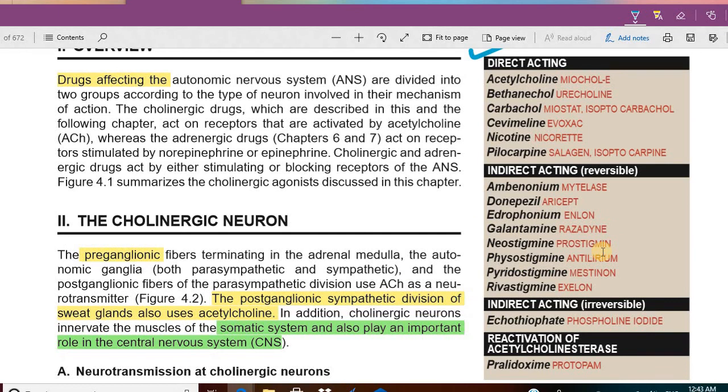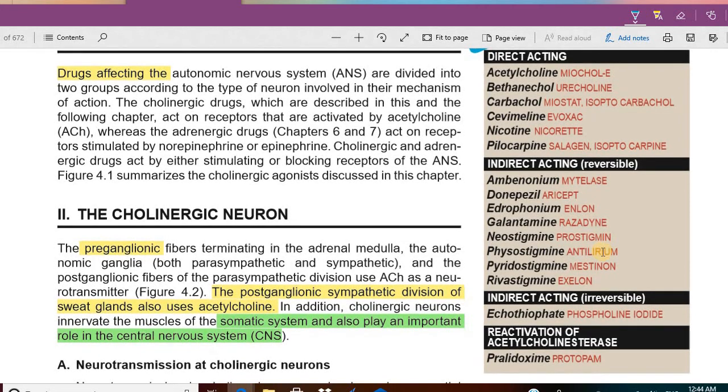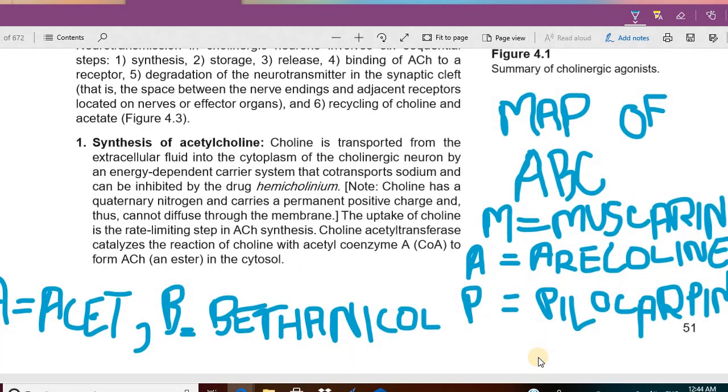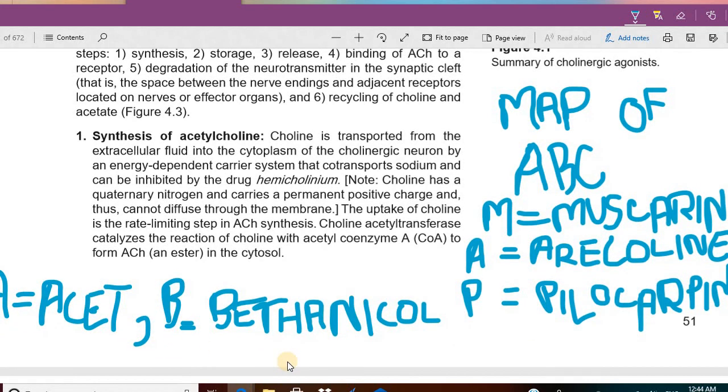So the mechanism of these drugs we will discuss in detail in the next video. Up to here, what is important to emphasize is the classification. Here I have written this mnemonic to learn the classification of the cholinergic agonists, which is MAP of ABC. M for muscarine, A for acetylcholine, P for pilocarpine, and these three are direct acting. Or A for acetylcholine, B for bethanechol, and C for carbachol.